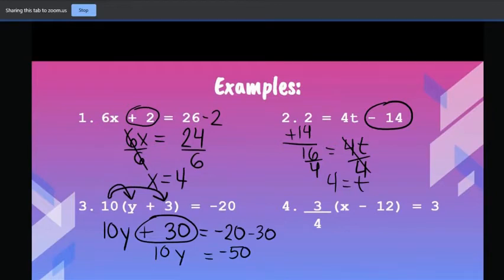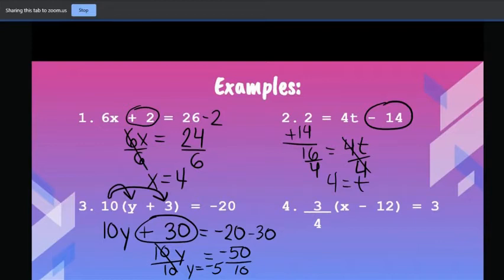So using SADMEP, D would come next, but we do not have division. After that is M, multiplication. We do have multiplication. This is showing 10 times y. So to get rid of our multiplication, we need to do the opposite, which is division. Divide both sides by 10. The 10s on the left side will cross out because they are the same number. Bring down your variable y, and then we're going to divide -50 divided by 10, and that will give us -5. And there's our answer, y equals -5.